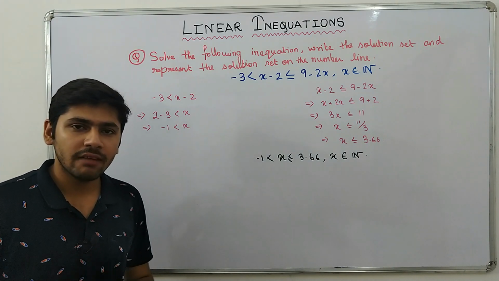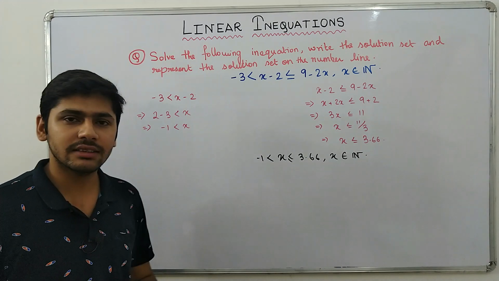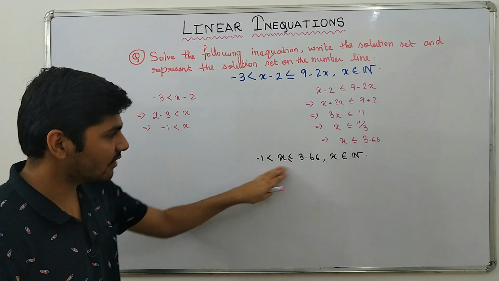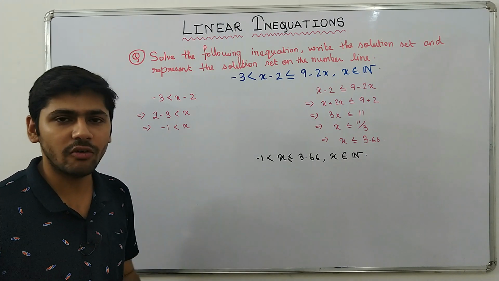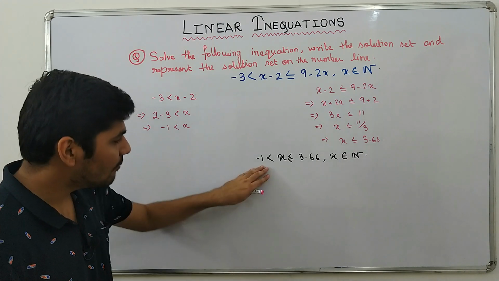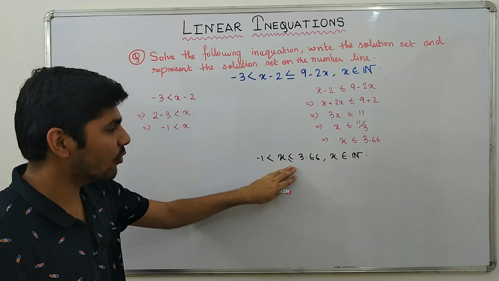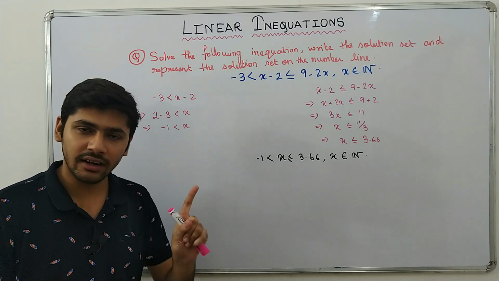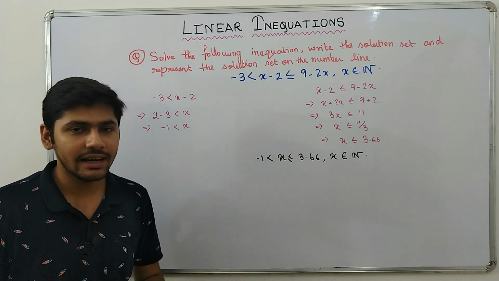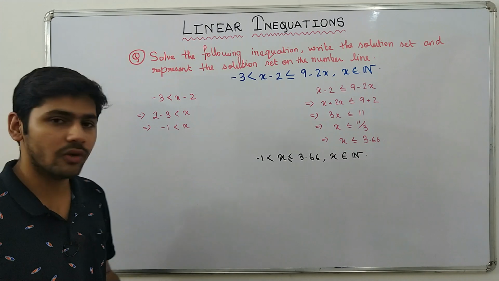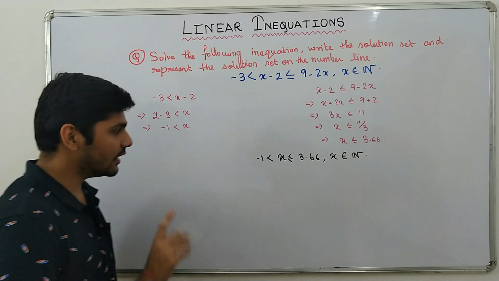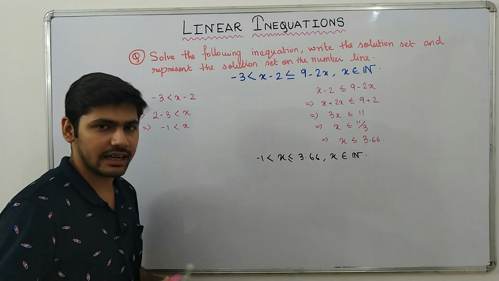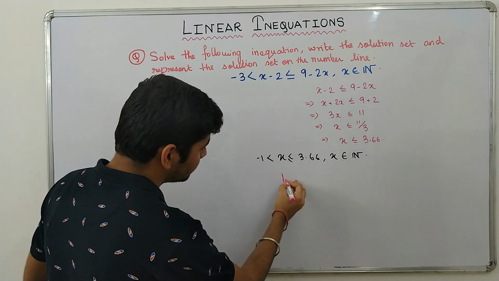So what we will do? We will find all the natural numbers that are satisfied by x in between the given interval. That means the interval that we found in the solution, which is minus 1 less than x less than equal to 3.66. Now the first natural number is 1 because natural numbers start from 1. Let's check whether x satisfies 1 or not. Now 1 lies between minus 1 and 3.66. So 1 is satisfied. So we will have 1.